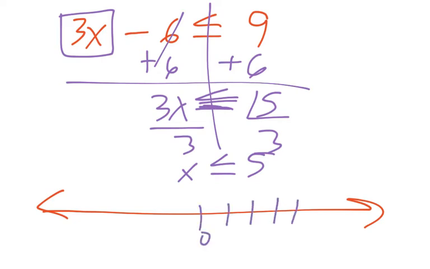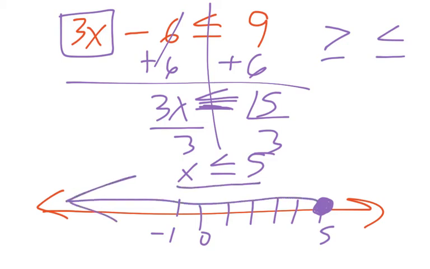So put a couple numbers on our number line. We're going to have a closed circle on 5. Less than or equal to, or greater than or equal to, is a closed circle. And we want numbers less than 5, x is less than 5, so we shade to the left. Any number less than 5 and including 5 is a solution to this inequality.